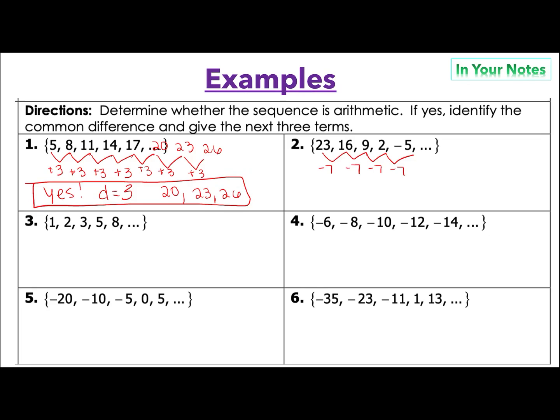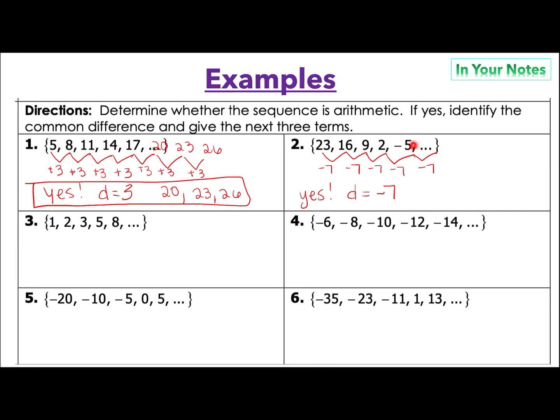So first you're going to determine, is this an arithmetic sequence? And we're going to say yes. Then it says identify the common difference. That's your D. So D is going to be negative 7. And identify the next 3 terms. So what we're going to do is keep subtracting 7.